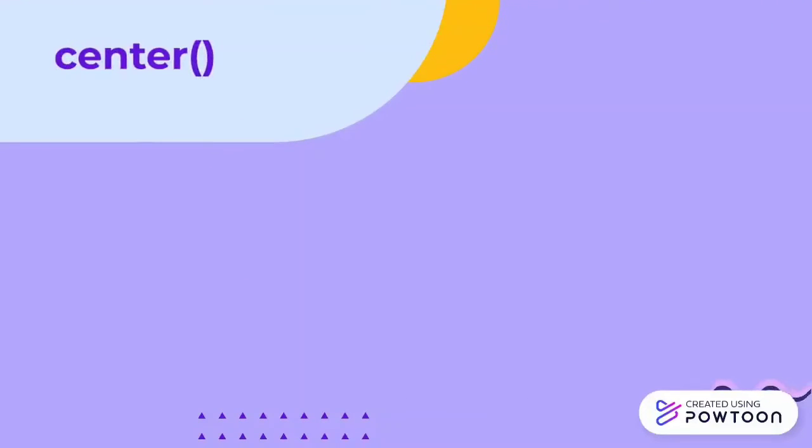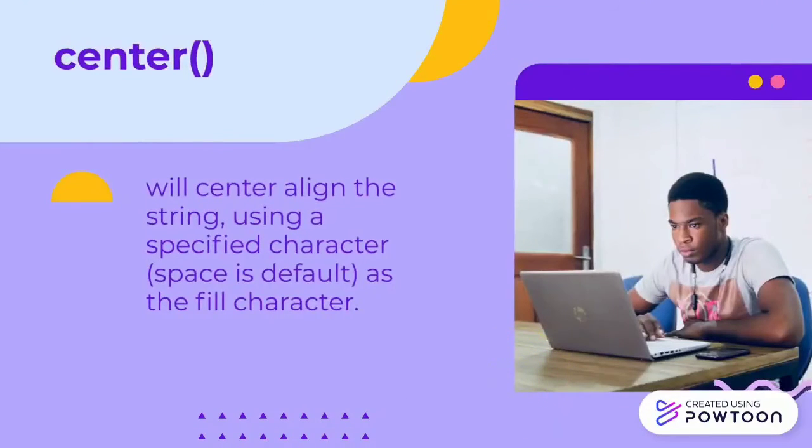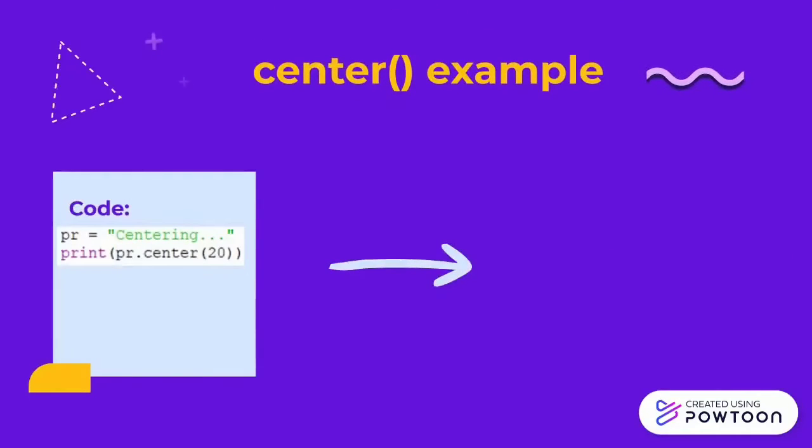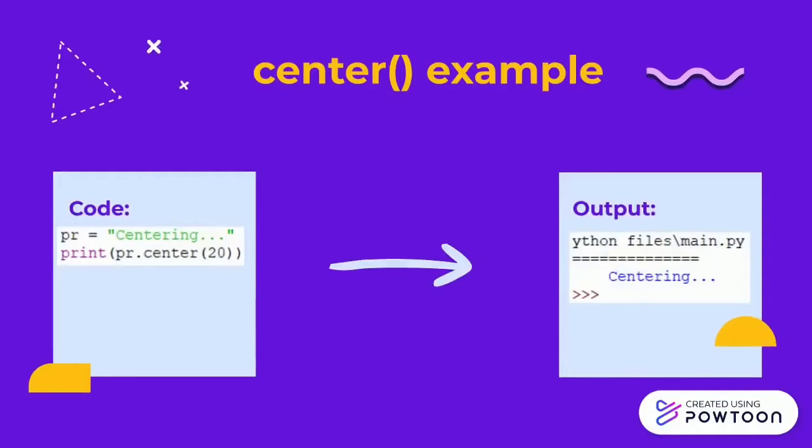The 11th, center. Will center align the string, using a specified character, space as default, as the fill character. As you can see, we use the center method, and the output displays the centered text depending on the number of spaces.